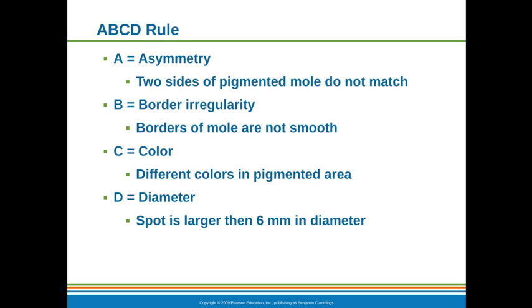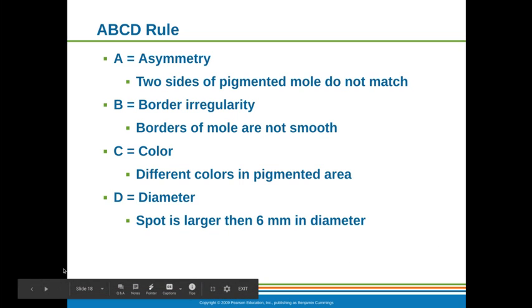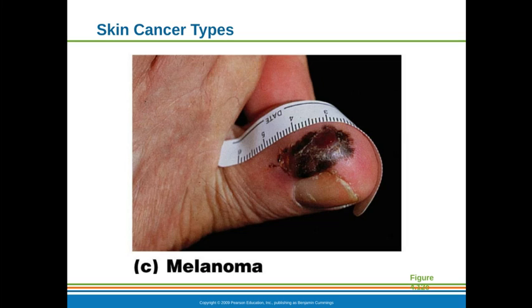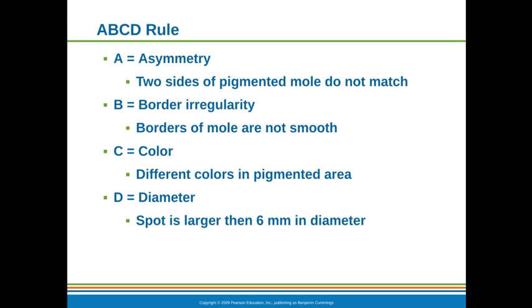So A is for asymmetry, meaning that two sides of the pigmented mole do not match. B is for border irregularity. Borders of the mole are not smooth. C is for color. There's different colors in the pigmented area. And D, meaning the diameter, spot is larger than 6 millimeters in diameter. So if we go back to this picture real quick, this picture will satisfy all of those.